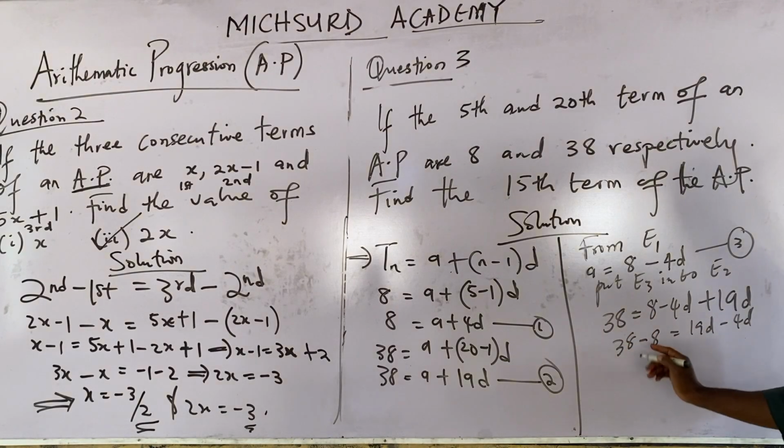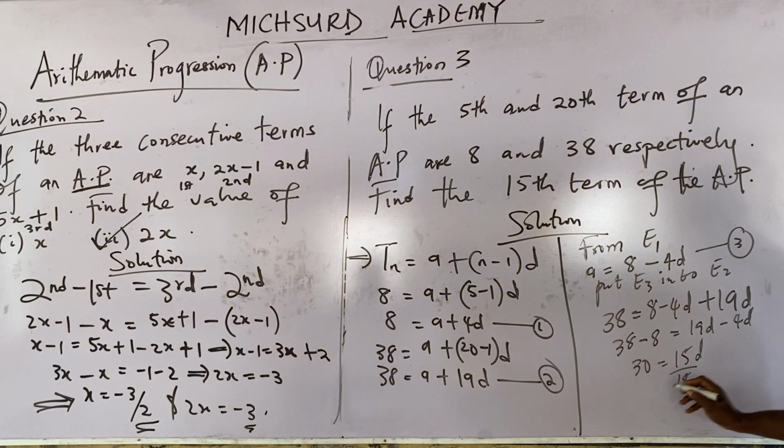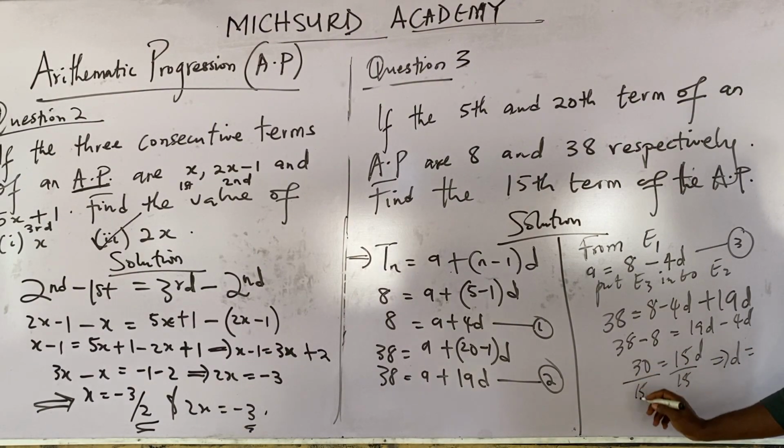So this will give us 30, and 19 minus 4 is 15d. So we can now find d by dividing through by 15. We divide by 15, and 15 cancels out 15. Our d is equal to 30 divided by 15, and we are going to have 2. So that means d is equal to 2. So here we have the common difference is 2.